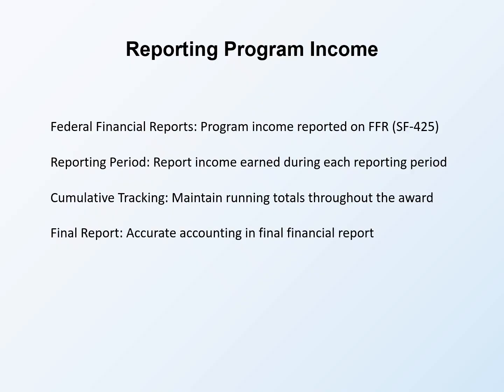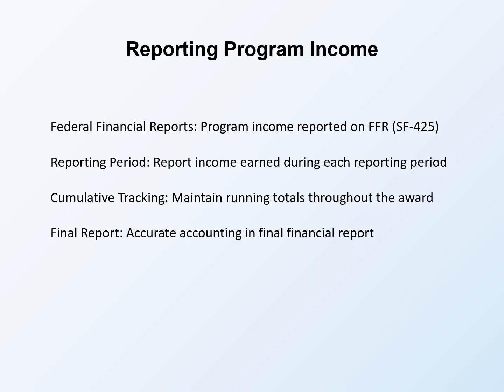Federal financial reports on the SF 425 include program income information. This form has specific lines for reporting program income earned and expended during the reporting period. Accurate completion requires good tracking systems and understanding of what to report. Reporting periods vary by award, but typically require reporting program income earned during each period. You report the income when earned, not necessarily when received. Understanding the reporting period and accrual versus cash basis issues helps you report correctly.